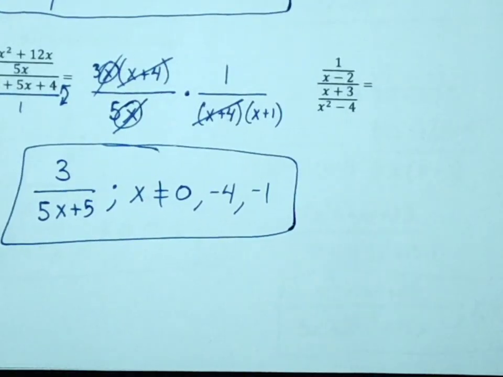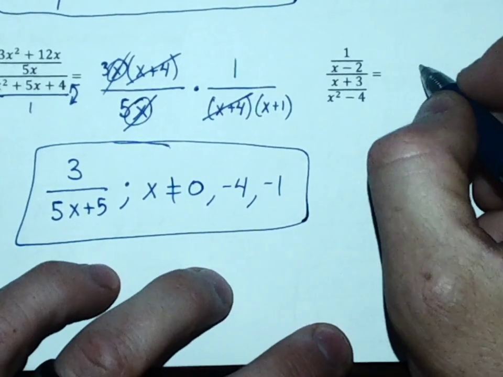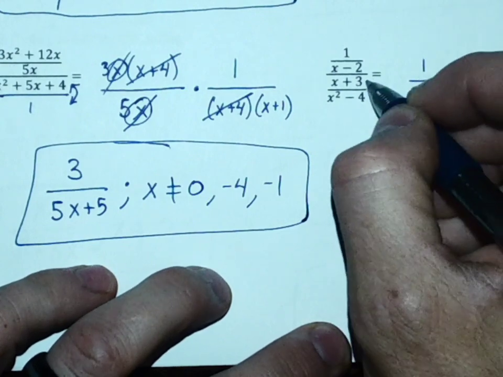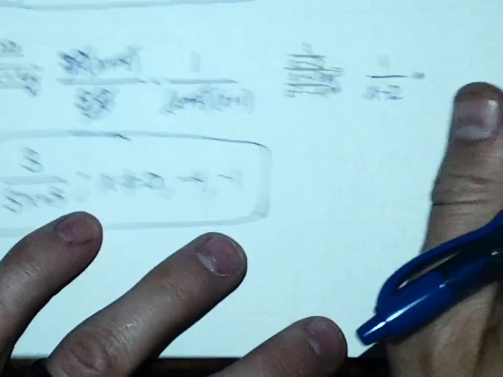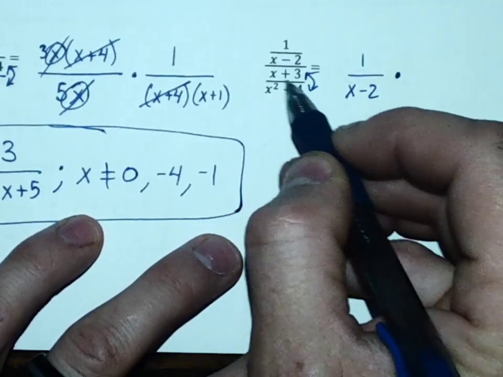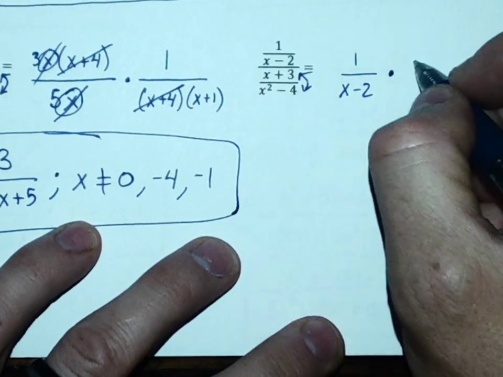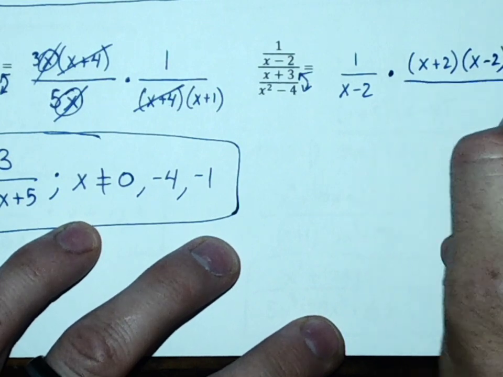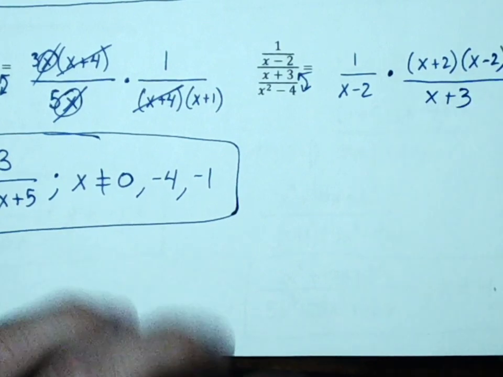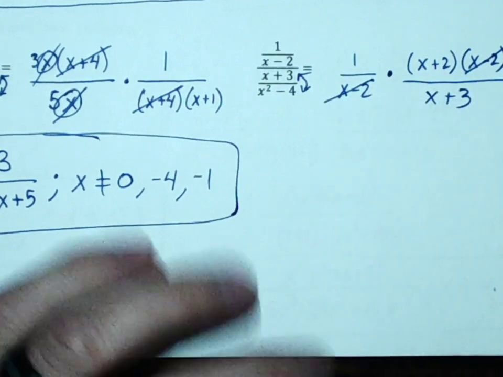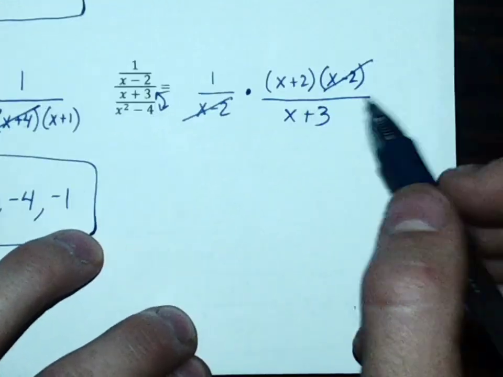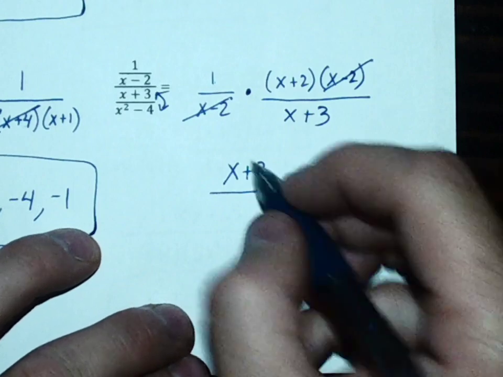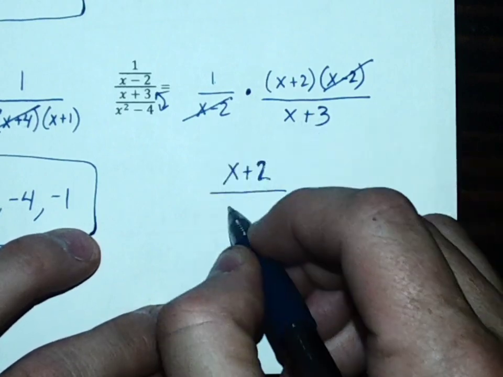One last problem to do. Copy the first one. Put a dot. Flip it. When I flip it, I'm also going to factor it. Difference of squares. That factors to x plus 2 times x minus 2, divided by x plus 3. The x minus 2 divides away with the x minus 2. All you're left with is 1 times x plus 2, so it's just x plus 2 in the top, and an x plus 3 in the bottom.